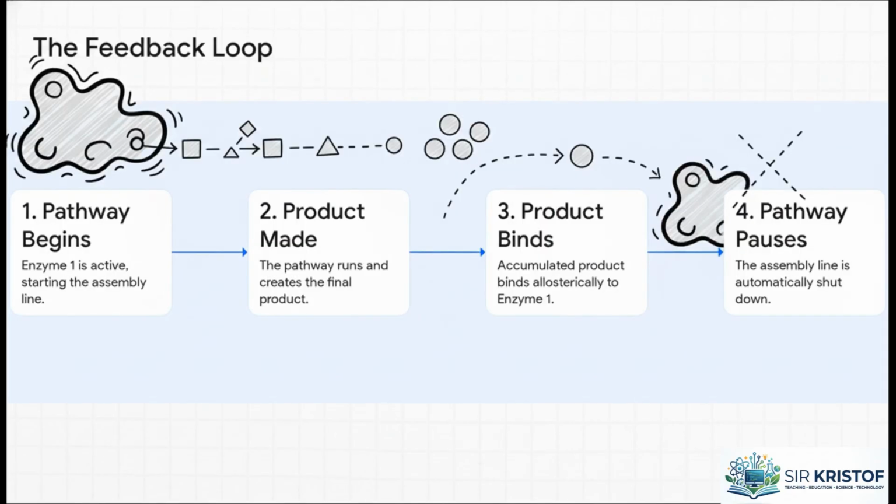Here's how the loop works. Enzyme 1 kicks off the assembly line. The pathway chugs along, and the final product gets made. But when enough of that product starts to build up, it actually travels all the way back to the beginning and binds to an allosteric site on that very first enzyme, acting as an inhibitor. This automatically pauses the whole pathway. And then, once the cell uses up the product, the inhibitor just floats away, and the assembly line starts right back up. It's a beautiful, self-correcting system.